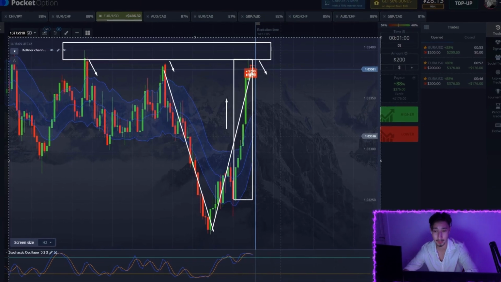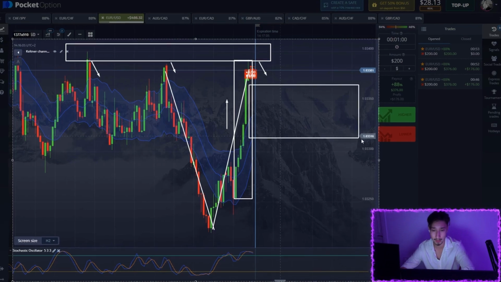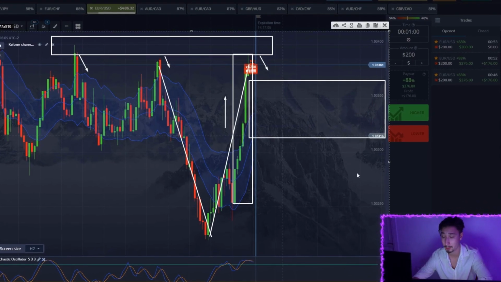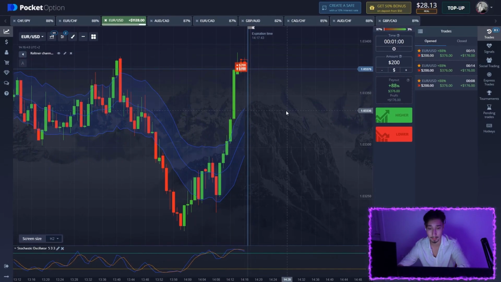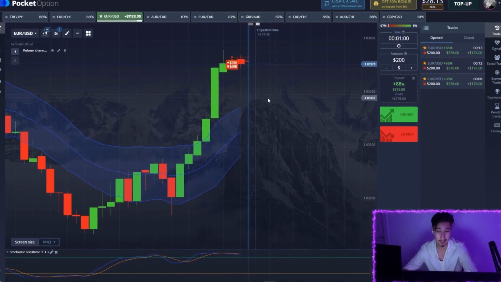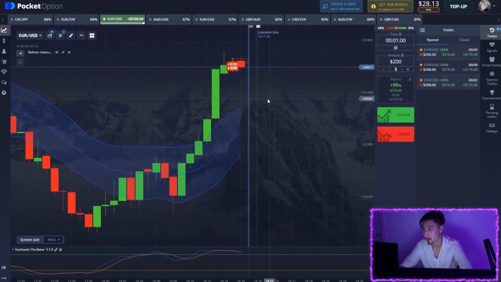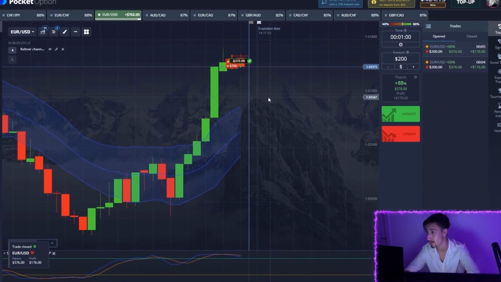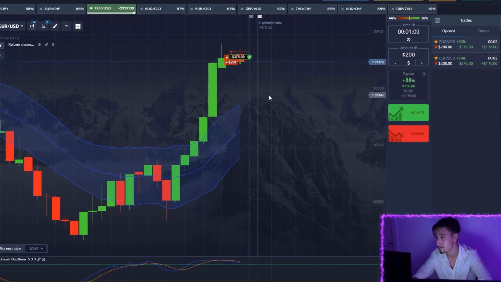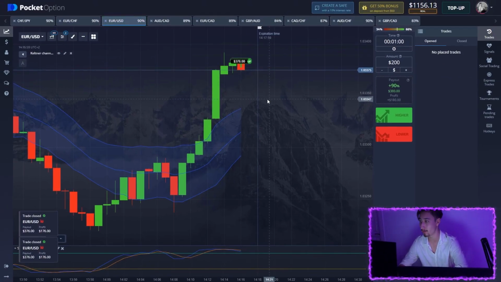I think we shouldn't have opened additional trades. The main one will also be in profit, so nothing to be scared about. But why not be in profit once again, right? And all our positions are in profit. Nice, guys. Let's refresh the page.